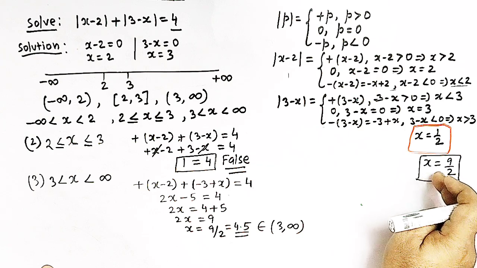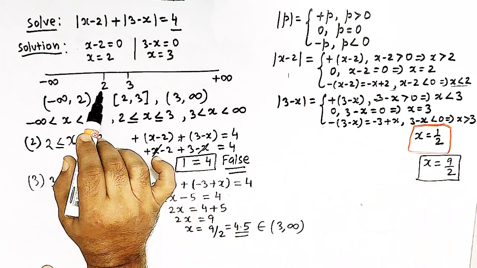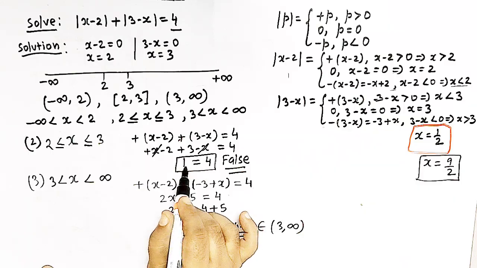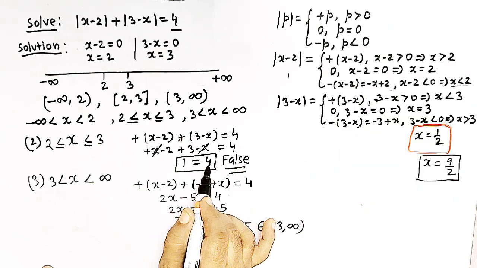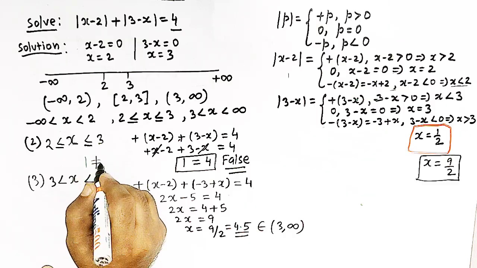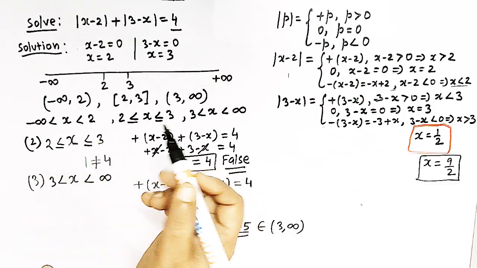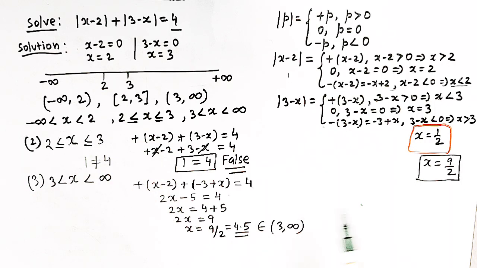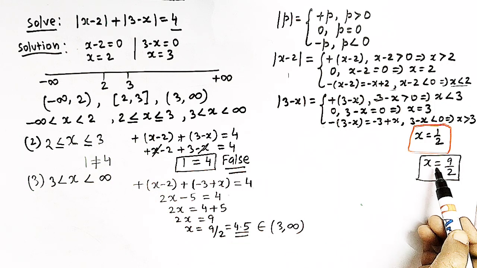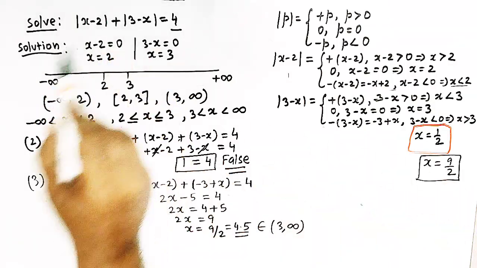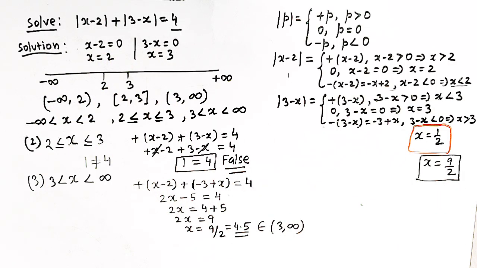We'll also verify this solution. And when we take 2 to 3, then we arrived at this result, that is 1 is equal to 4, which is a false statement because 1 is not equal to 4. So no solution exists in this interval. So now let us verify this solution by taking x is equal to 9 over 2 in the left hand side of this equation.